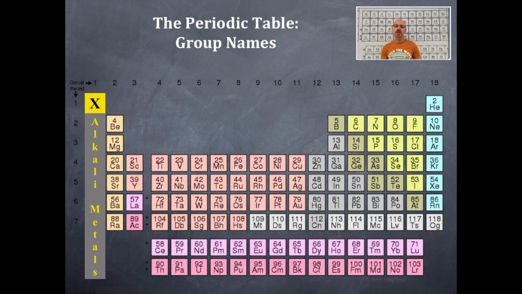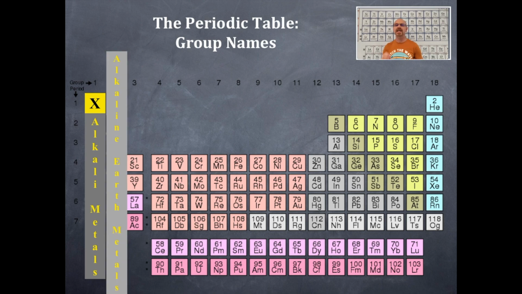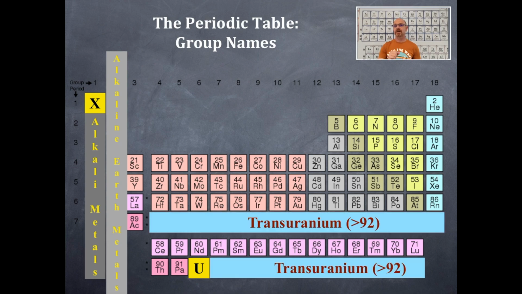Okay, group 2, the second group, is called the alkaline earth metals. So group 2 is called the alkaline earth metals. Okay, all right, do you see uranium right there? Everything that has an atomic number greater than 92, uranium is atomic number 92. Anything that is greater than 92 is called transuranium. That's right, transuranium, anything greater than 92. Everything that is transuranium is man-made.